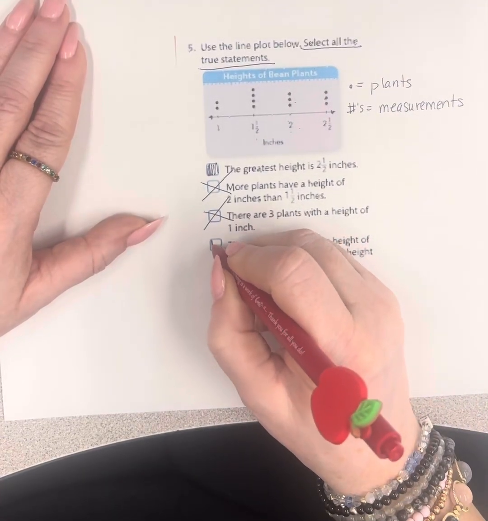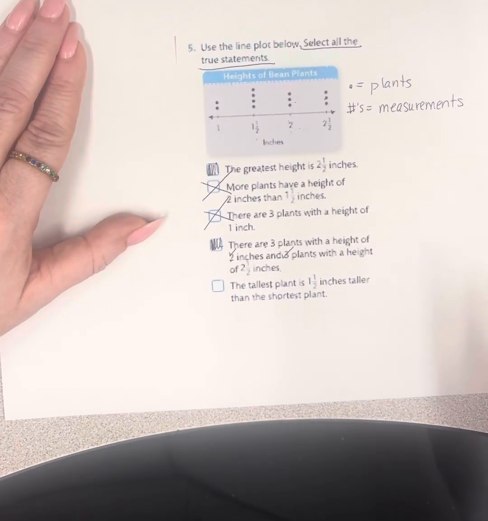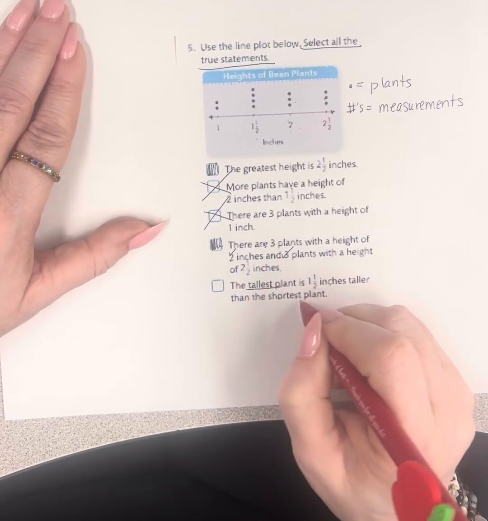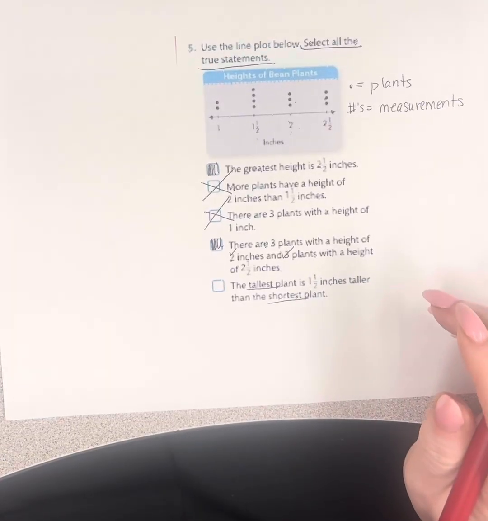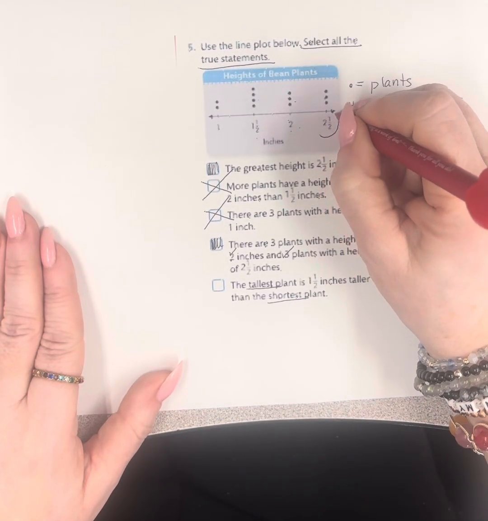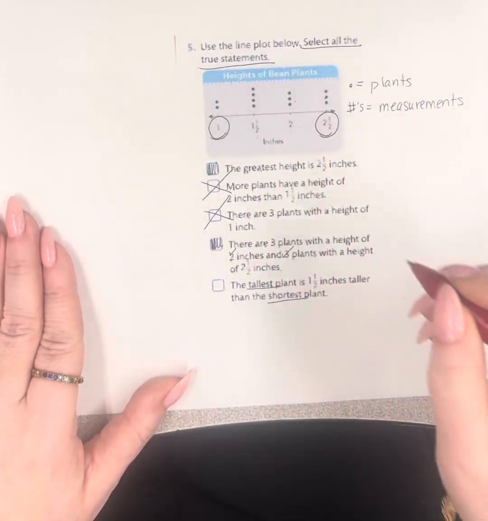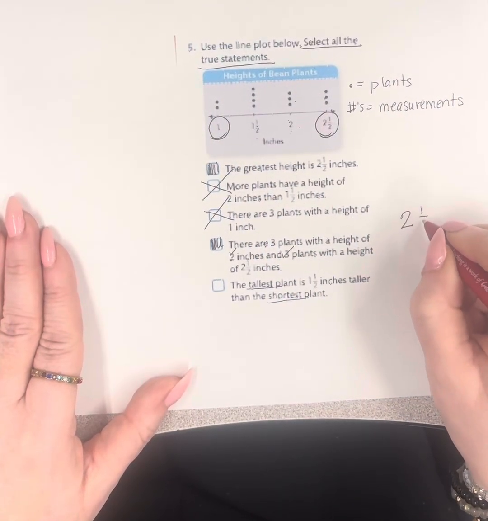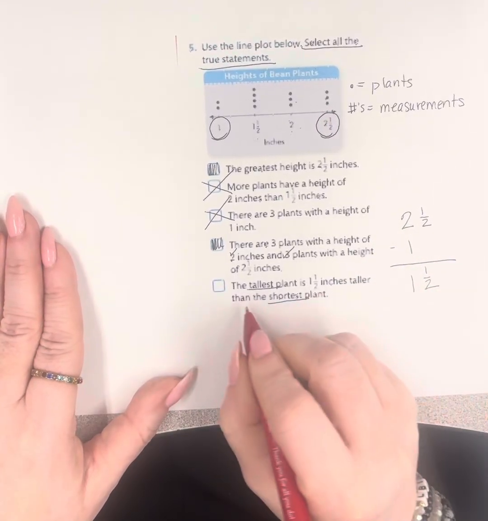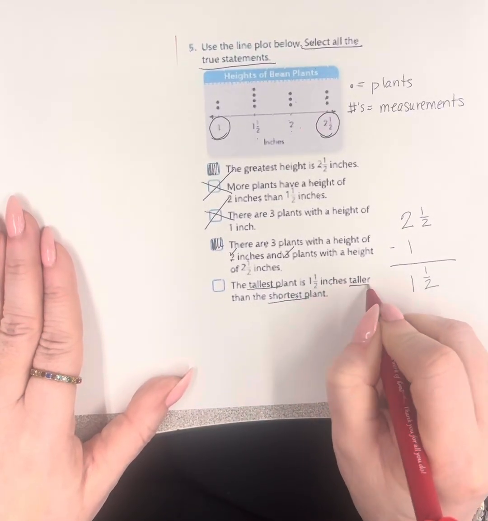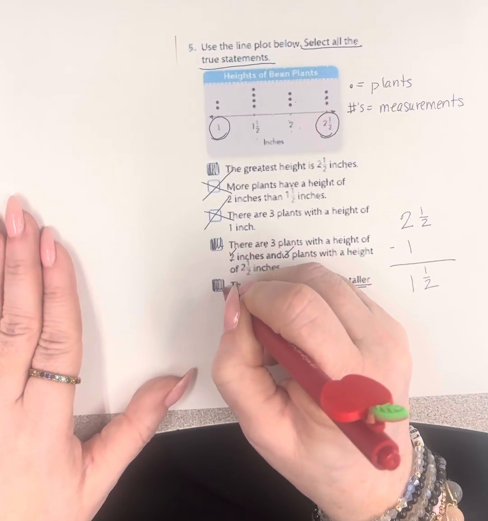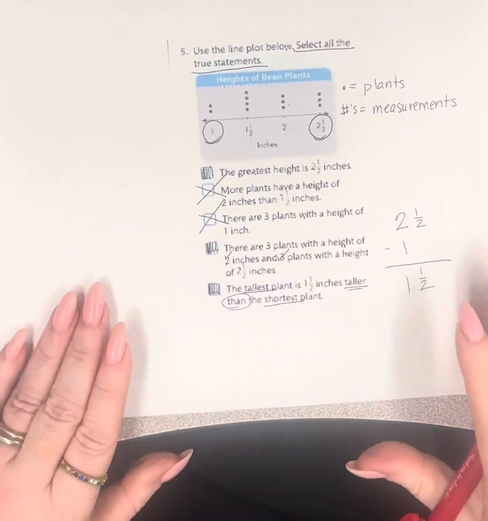So that is correct. The tallest plant is 1.5 inches taller than the shortest plant. So we have to do the same exact thing that we did in question 4. We've got to find the tallest height versus the shortest height. So 2 1/2 minus 1 is 1 1/2. The tallest plant is 1.5 inches taller than. So that is also correct. It's just reading comprehension, right?